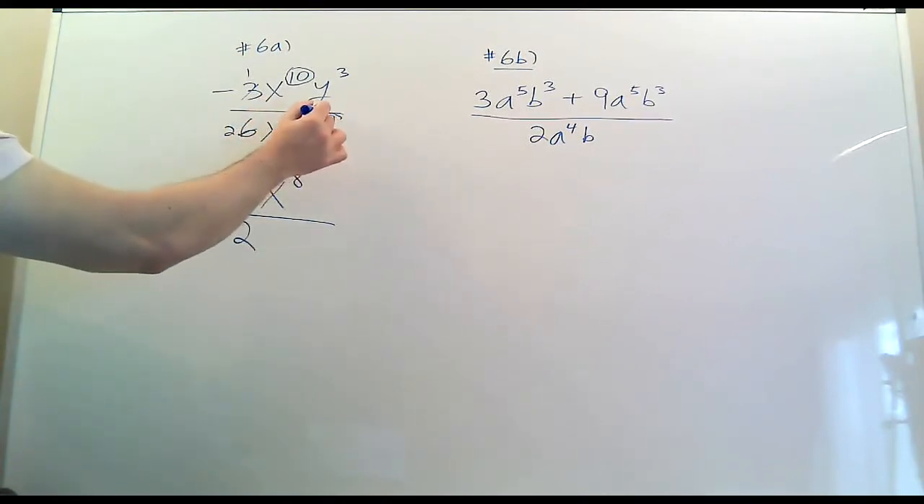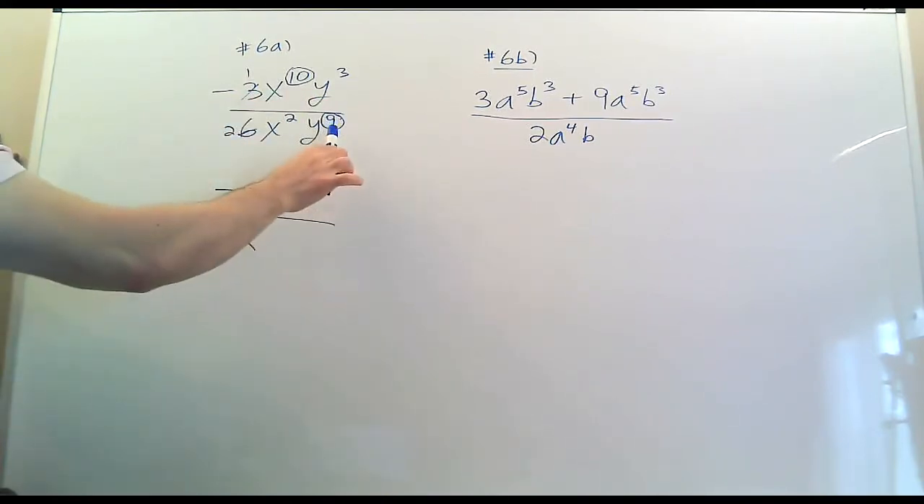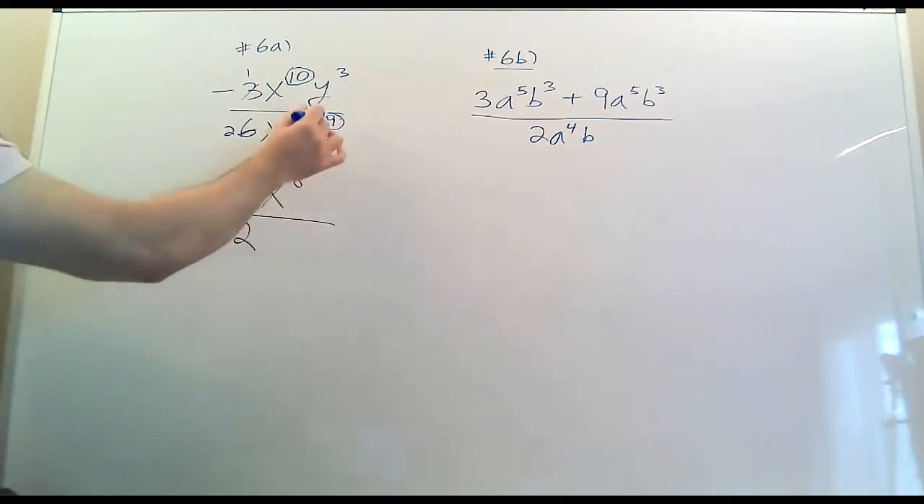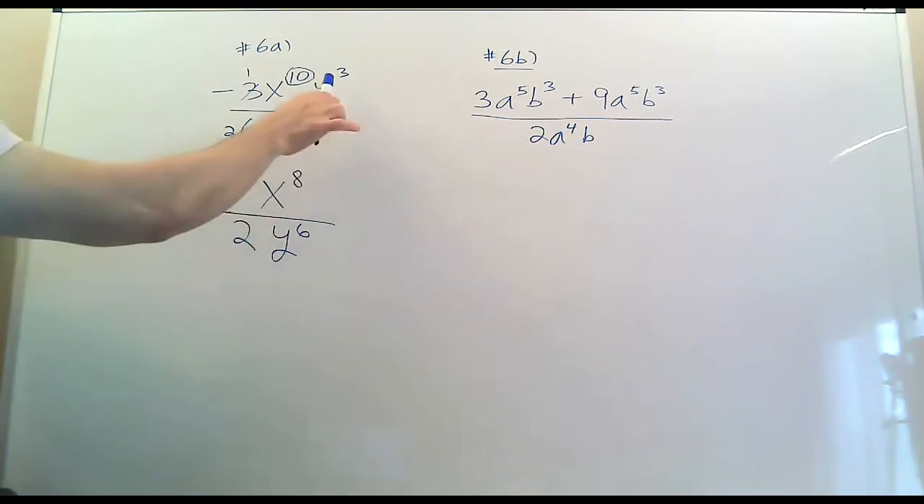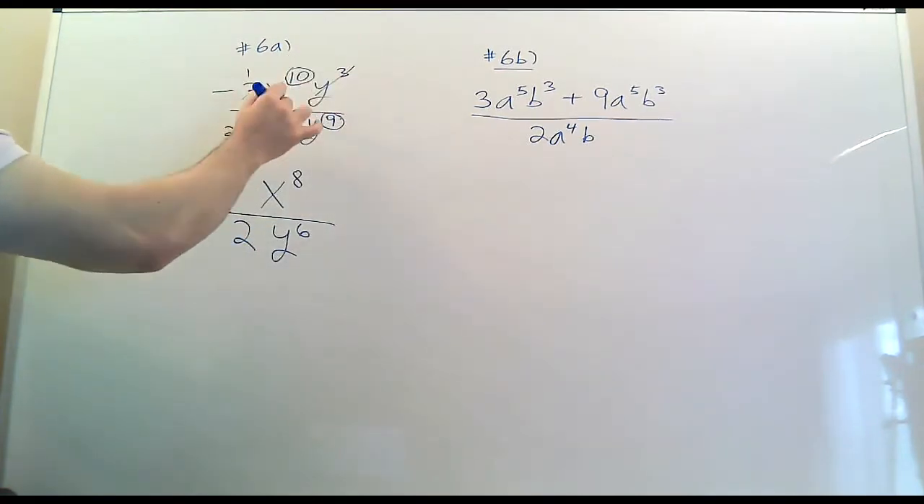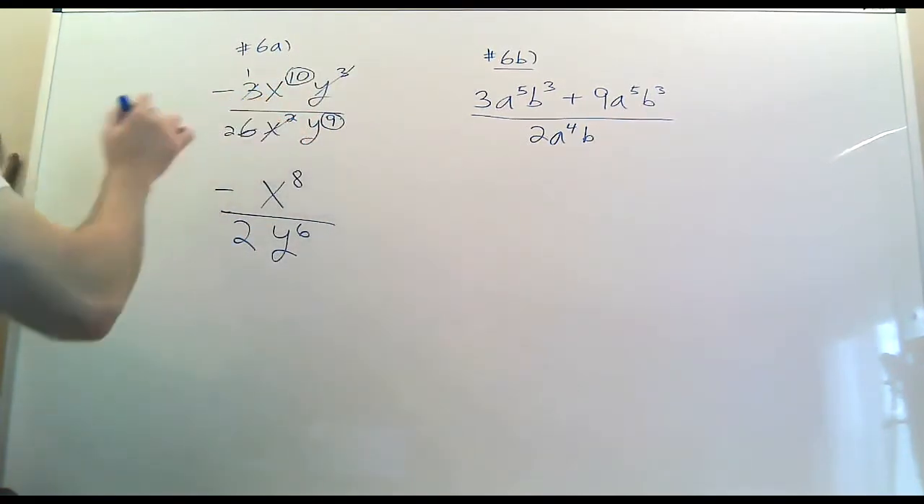Now, again, with the powers, you start with the bigger one. I'm going to do 9, take away 3. 9 minus 3 is 6. Where does it go? It goes on the bottom. There are more Y's down there. Those 3 get crossed out. Those 2 X's got crossed out.